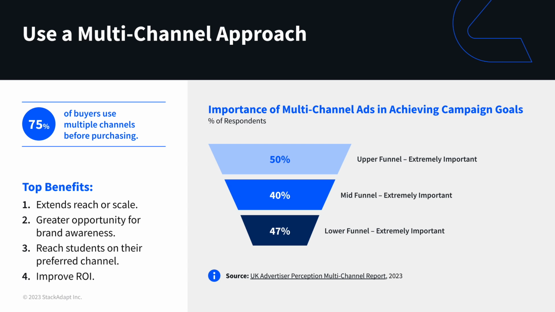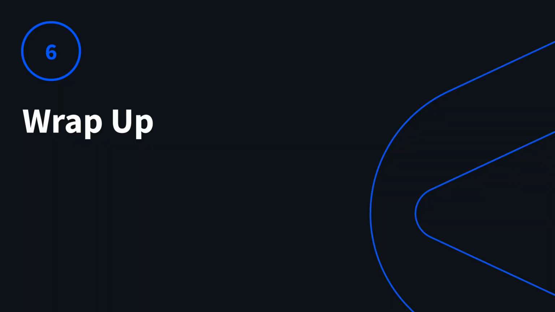We see that 75% of buyers use multiple channels before purchasing. So using different channels helps extend your reach and create strong brand awareness. It helps you reach students on their preferred channel throughout their decision-making process, as well as push them down the funnel, and therefore improve your number of enrollments and return on investment.